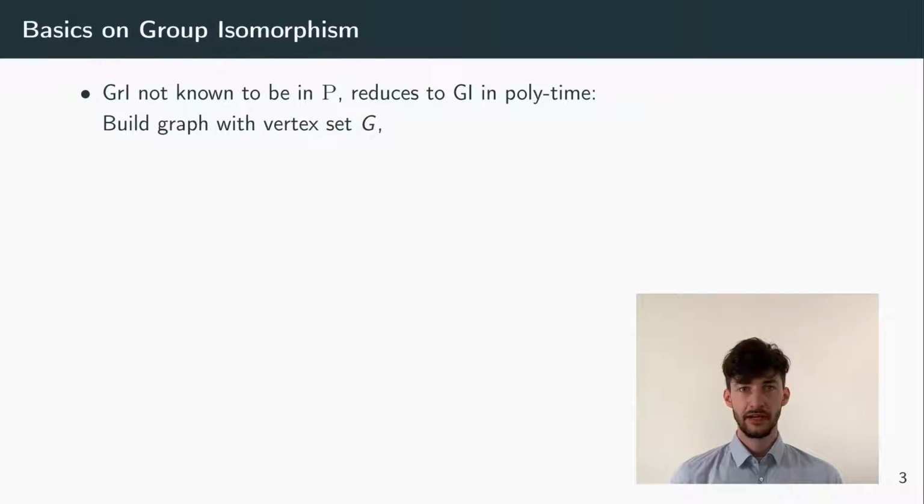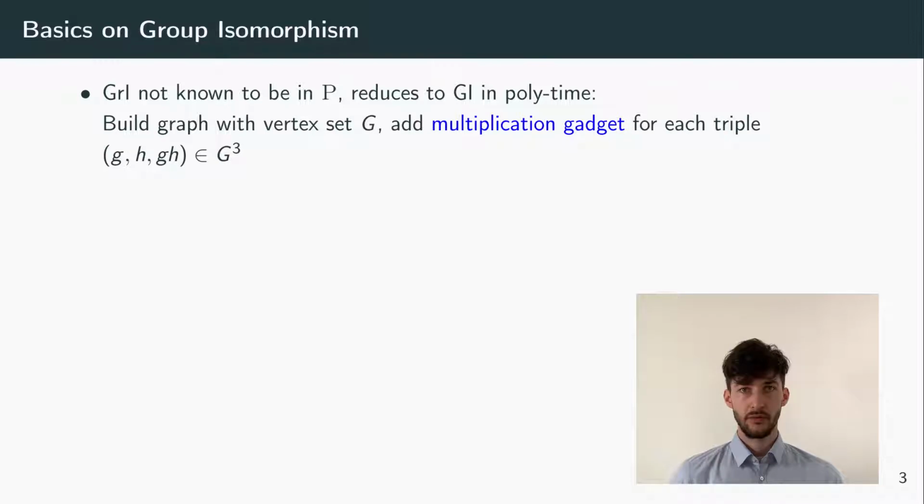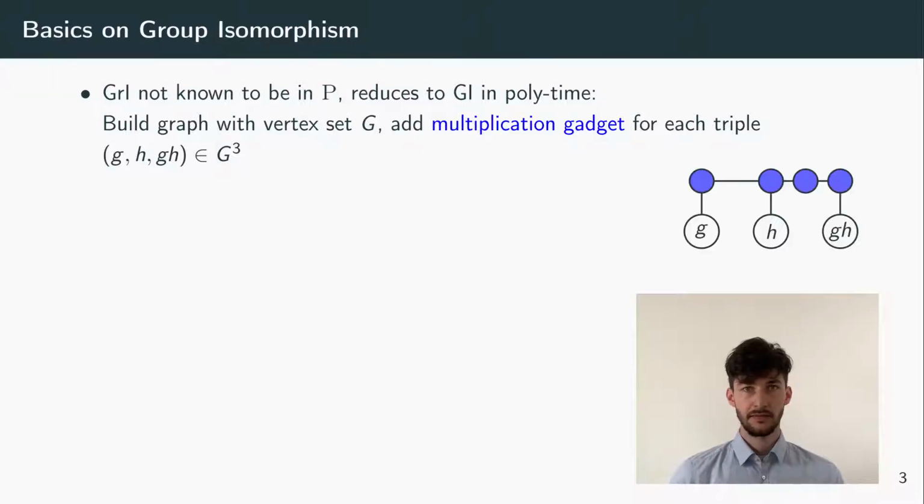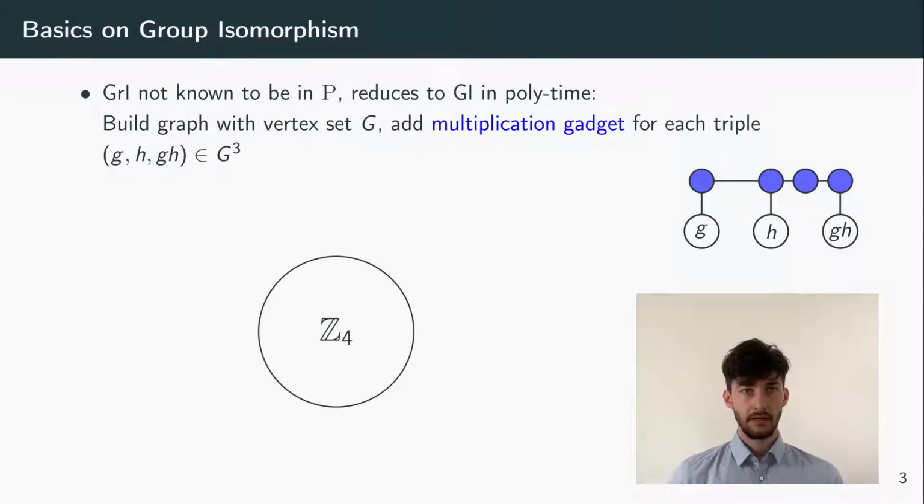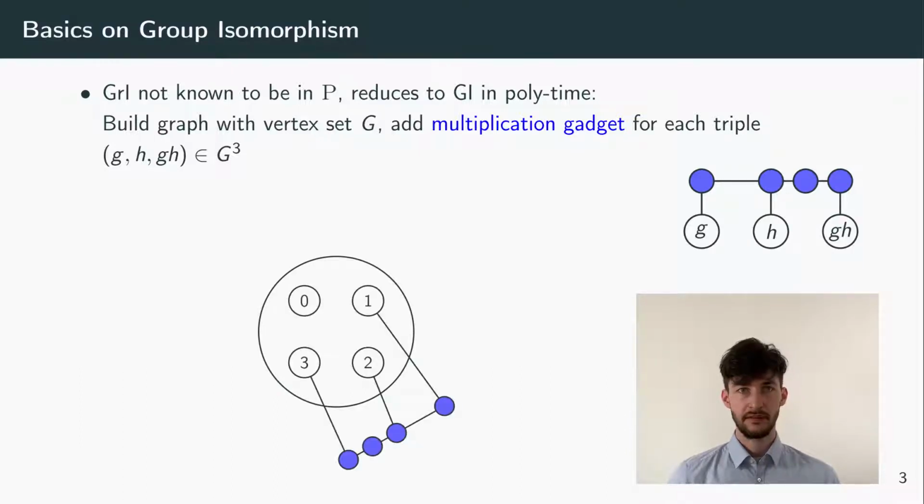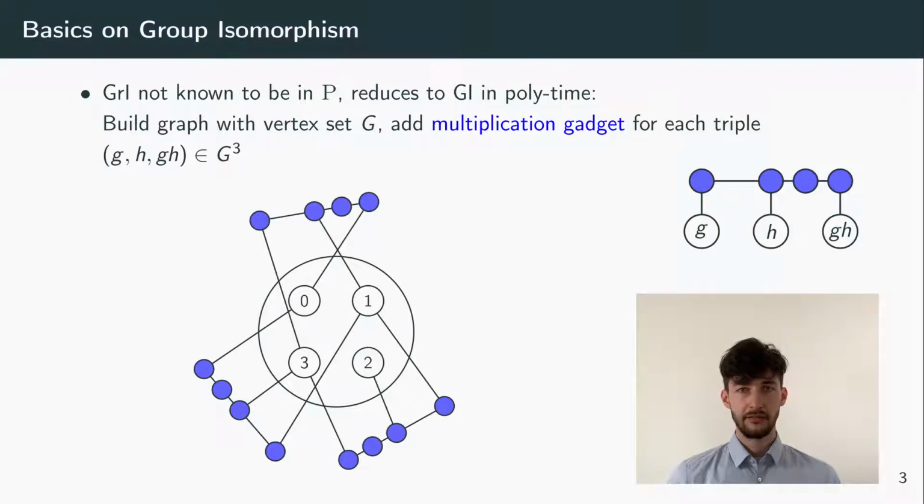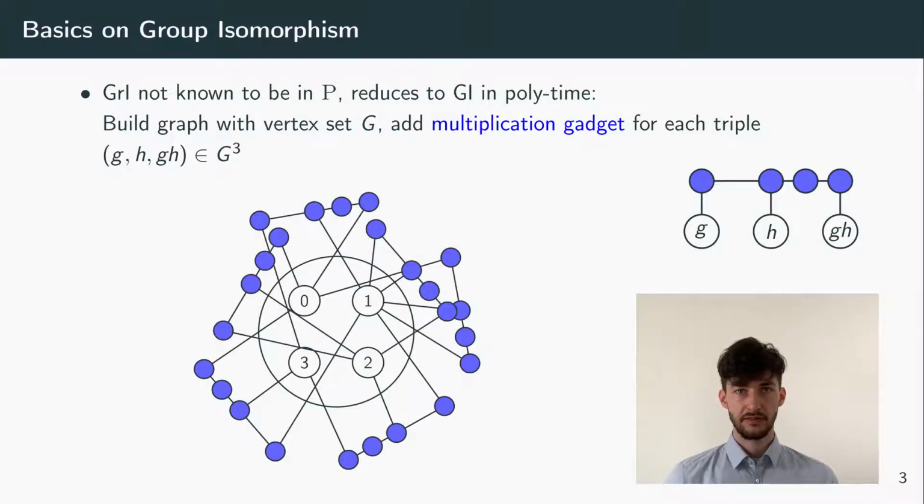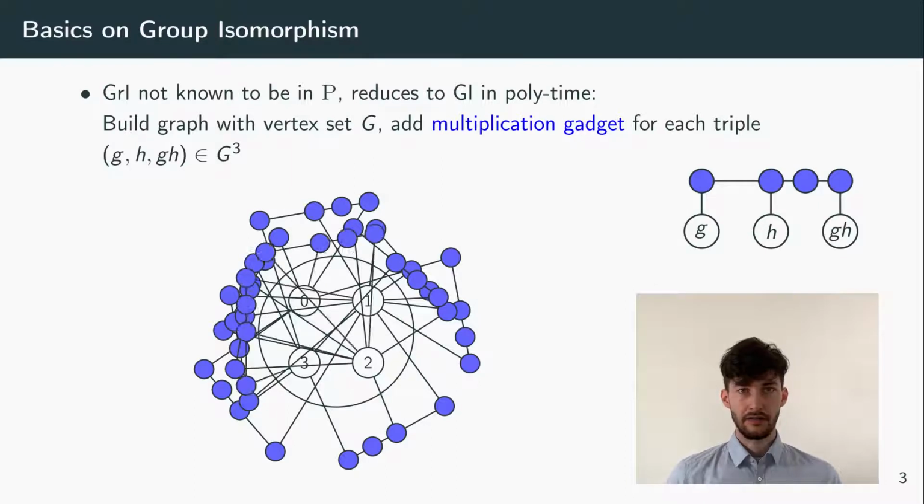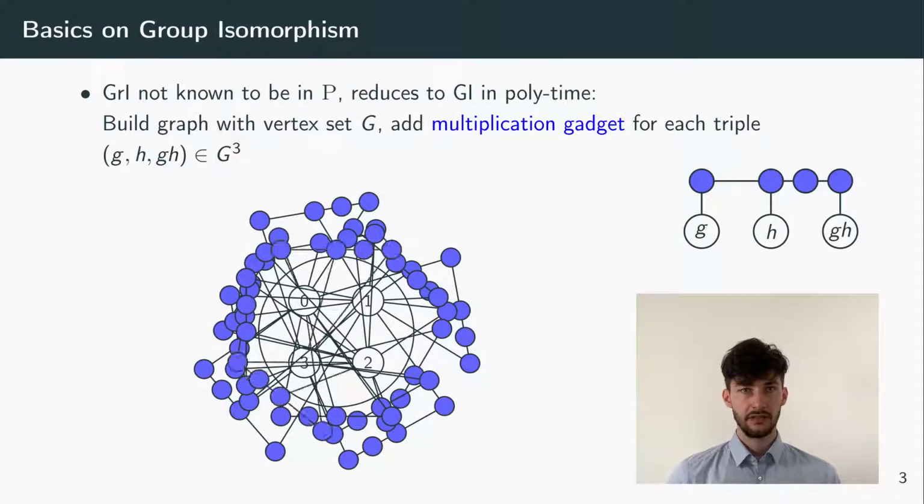Let's look at one possible reduction here actually. So we build a graph with a vertex for each g in G, and then we add in so-called multiplication gadgets for each triplet of the form g, h, and the product g times h. So they look like these, and then this encodes a multiplication relation. Here's an example. So we have all the group elements here, and then these multiplication gadgets are added on top. There's a quadratic number of them, but it's still a polynomial size reduction. And then each group element is connected to many of these gadgets.